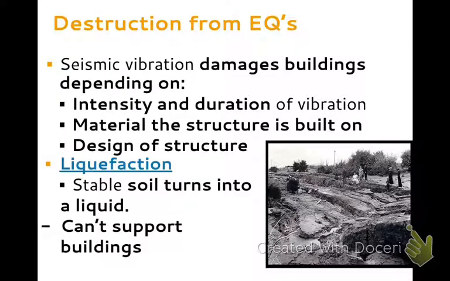Destruction. So these are some of the things that can happen from an earthquake. Obviously, some buildings can be destroyed or damaged based on the seismic vibration. That's going to be the earthquake waves coming out. And what the damage is going to be based on is the intensity and the duration of the vibration. So is it a lot of just really strong vibration for a very short amount of time? Or is it just a little bit of movement on the ground, but for a longer amount of time? Those are going to give you different effects.